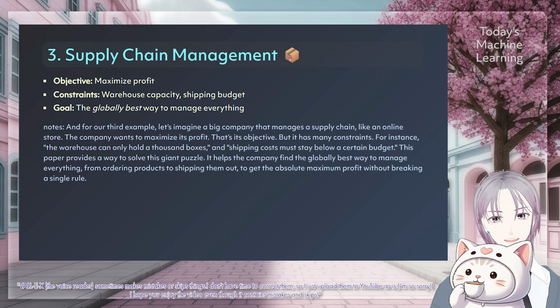And for our third example, let's imagine a big company that manages a supply chain. Like an online store. The company wants to maximize its profit, that's its objective. But it has many constraints. For instance, the warehouse can only hold 1,000 boxes. And the shipping costs must stay below a certain budget. This paper provides a way to solve this giant puzzle. It helps the company find the globally best way to manage everything, from ordering products to shipping them out, to get the absolute maximum profit without breaking a single rule.